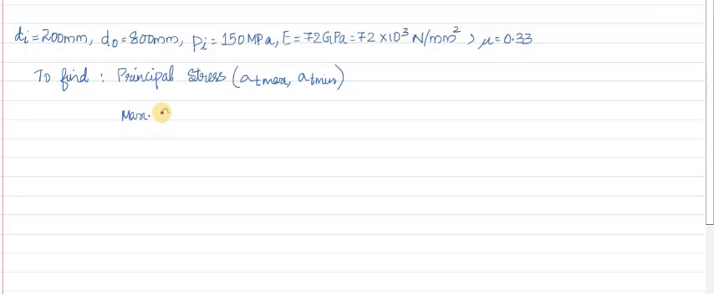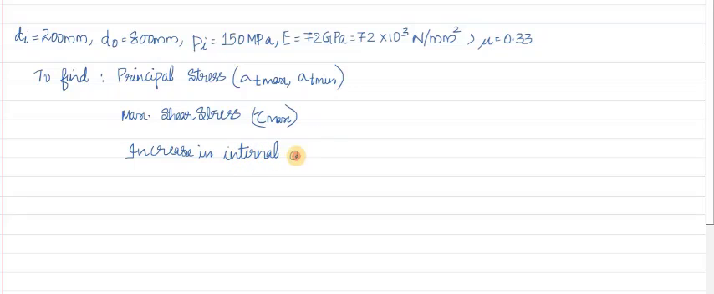And next is the maximum shear stress. The maximum shear stress we have to find out, and that is given by the notation tau max. Next we have to find out the increase in internal diameter. The increase in internal diameter is given by the notation delta Di.